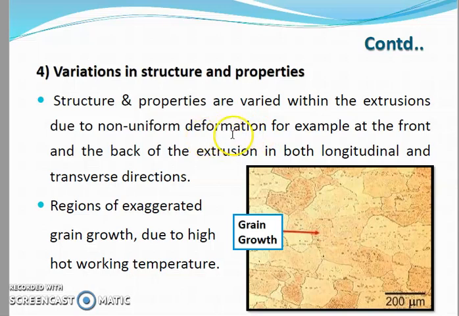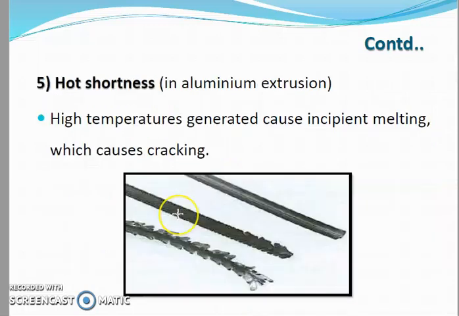Usually all metal forming processes are plastically deformed. For example, at the front and the back of the extrusion, in both longitudinal and transverse directions, there are regions of exaggerated grain growth due to high hot working temperatures. Initially I told you the working temperature should be constant throughout the process.